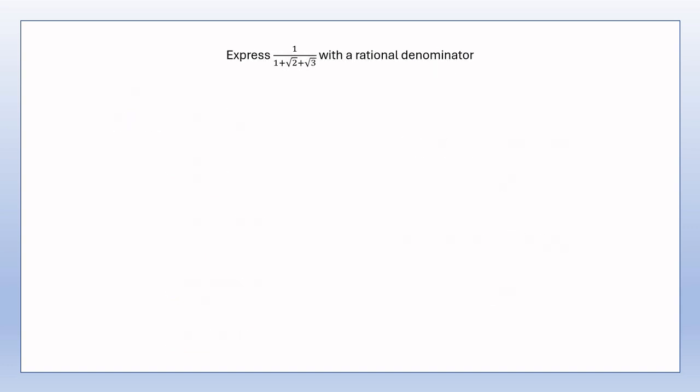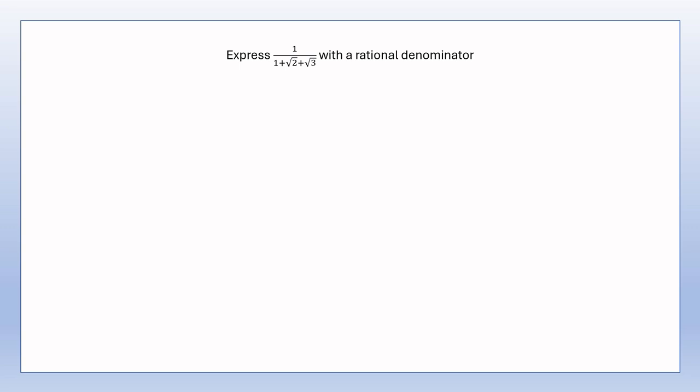Express 1 over 1 plus root 2 plus root 3 with a rational denominator. So I've included this because it's something that shows how sometimes you just have to go with the flow when solving a problem. I just wrote this expression down and decided to rationalise the denominator of it just to see where things went. I initially had no idea about how the solution of this would ultimately go, so I'm going to present the first solution I found to this problem, how it came to me.